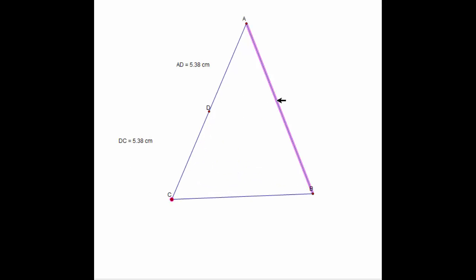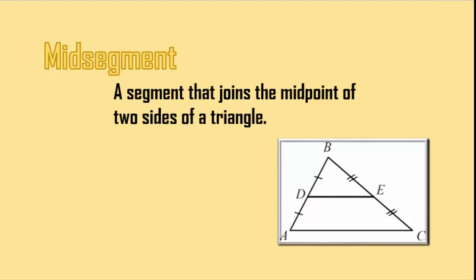Now let's go ahead and construct another midpoint on a second side. Let's go with this side down here. Okay, there's another midpoint. We're going to call that one E. Now, if we have two midpoints and we draw a line segment between those two midpoints, that is called a midsegment. So a midsegment is a segment that joins the midpoints of two sides of a triangle.